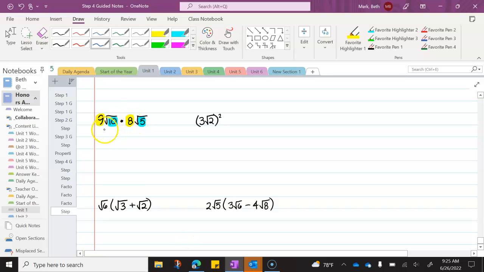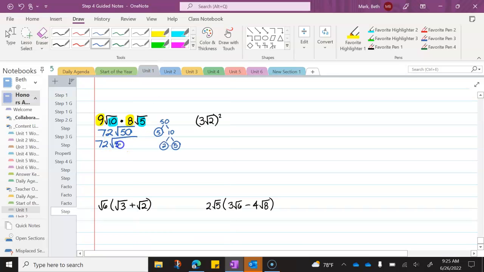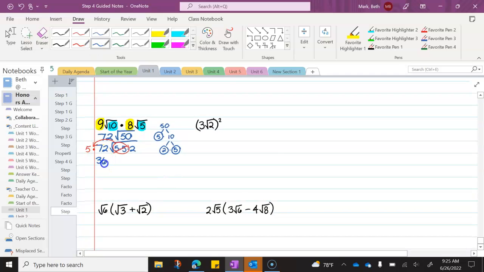So when I do 9 times 8, I get 72. 10 times 5 is 50. 50, however, does break down. It's 5 times 10. 5 can't break down further, but 10 breaks to 2 times 5. So what I have here is 72 radical 5 times 5 times 2. I can pull out this pair of 5s and write it once. I have to multiply it by that 72 that's already there, so that gives me 360 radical 2.